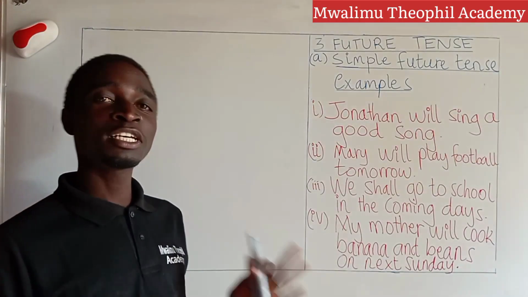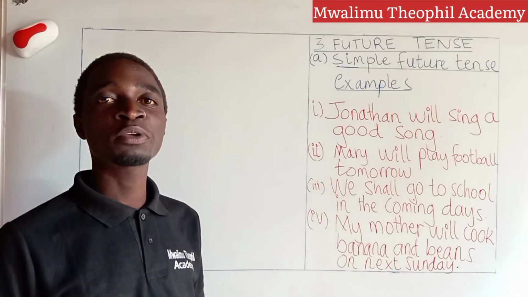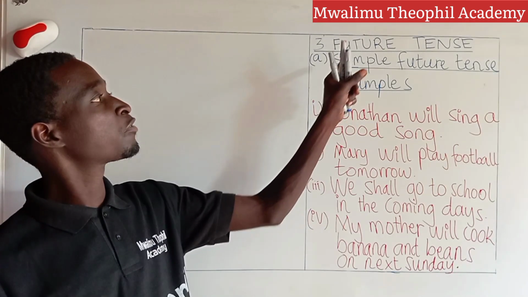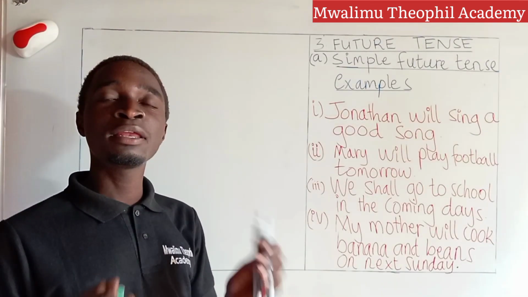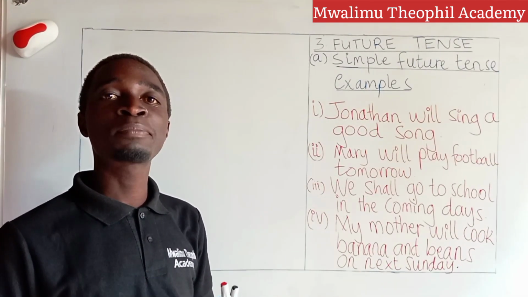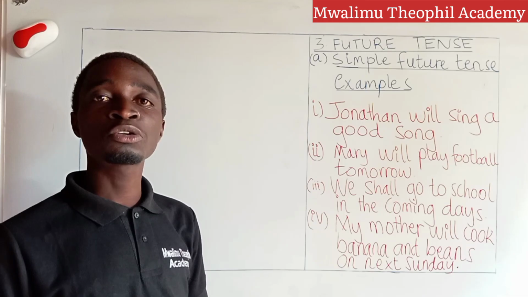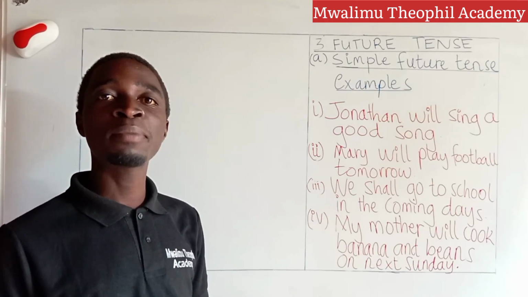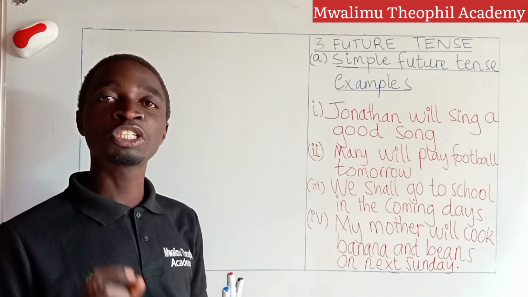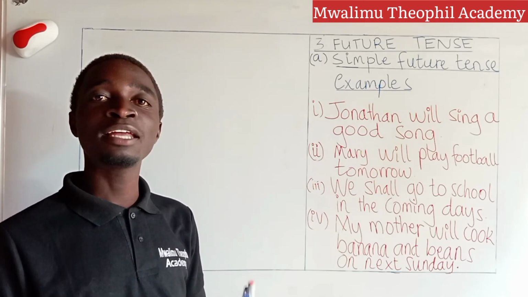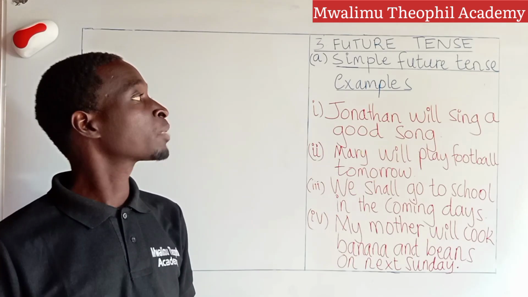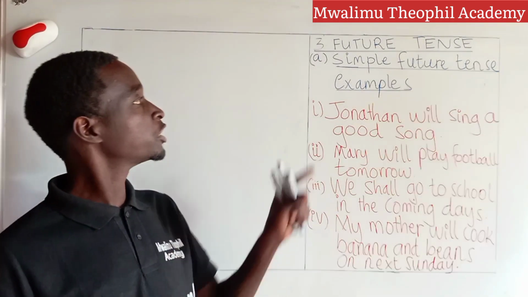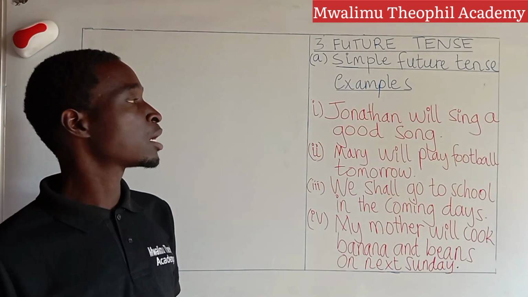Today we continue with the tenses and we are going to deal with a third type of tenses. And this type is future tense. In future tense, as in the other previous two tenses, it is also divided into four categories. These categories, if you remember, are simple, continuous, perfect, and perfect continuous. Now, let us start with our first category of future tense, which is simple future tense.